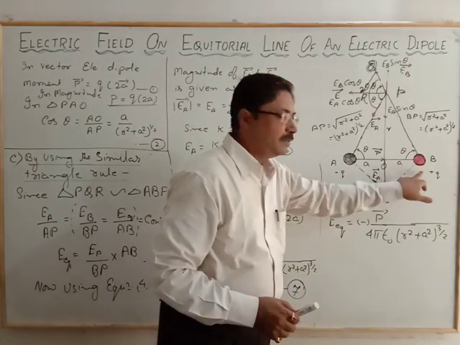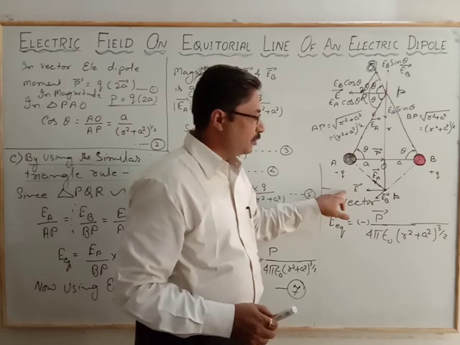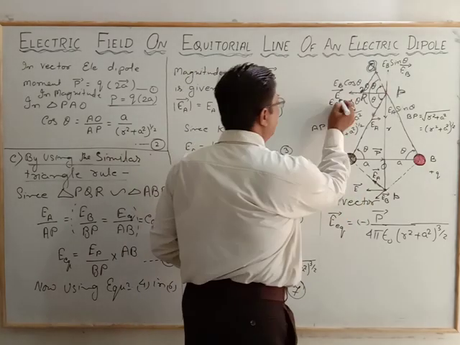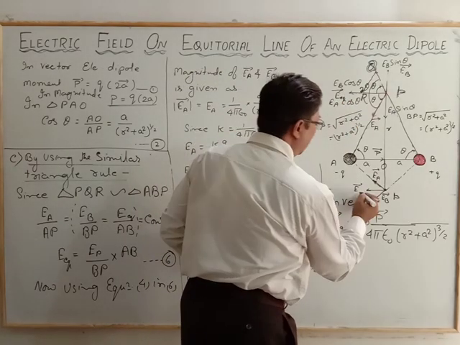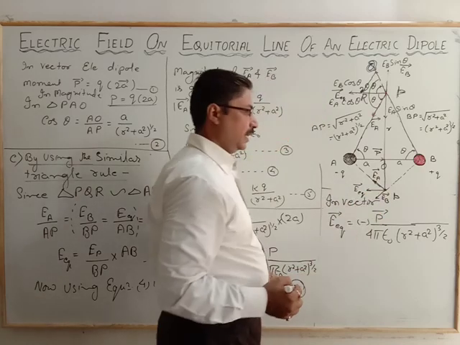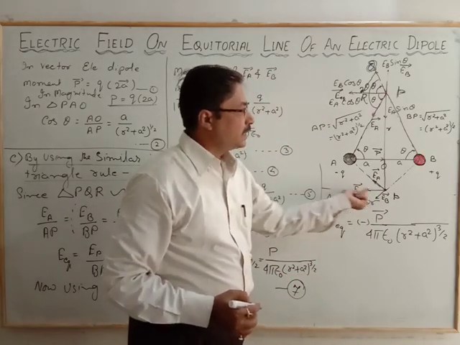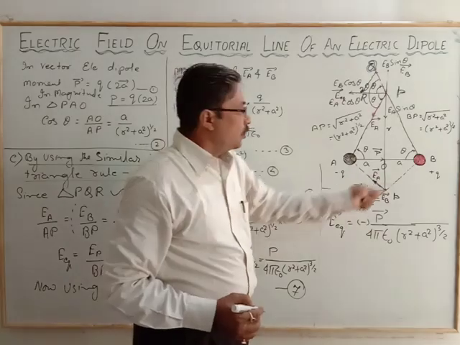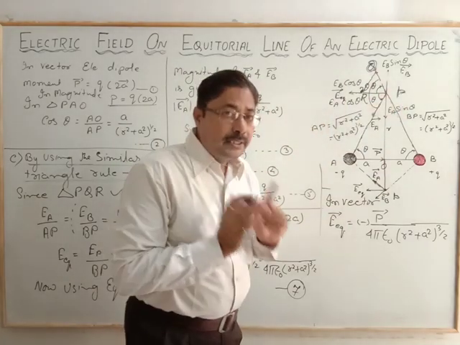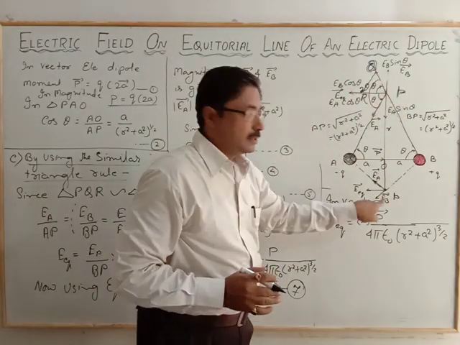The dipole moment is from negative to positive, and the electric field on the equatorial is always against it. Here also you write E equatorial, E_Q. The equatorial field is against the dipole moment. So we clearly understand the arrangement.